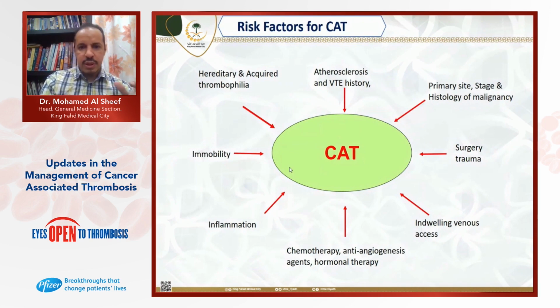So the risk factors for cancer-associated thrombosis include atherosclerosis and VTE history, whether personal or family history, primary site, stage, histology of the malignancy, surgery, trauma, indwelling venous catheter, chemotherapy, anti-angiogenesis agents, hormonal therapy, inflammation, immobility, and hereditary and acquired thrombophilia. There is an interplay between risk factors. The patient does not have a single risk factor. There might be an interplay between the cancer histology type, in addition to chemotherapy, obesity, and family history of VTE. So it is a cumulative risk factor.